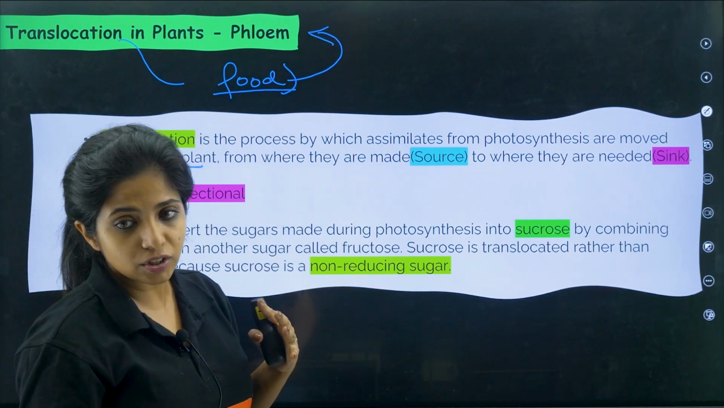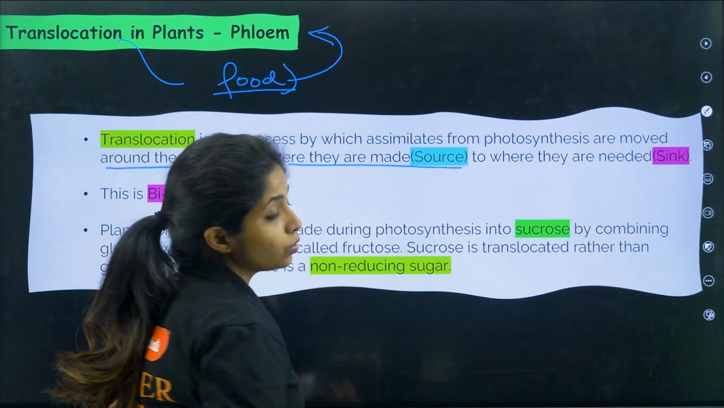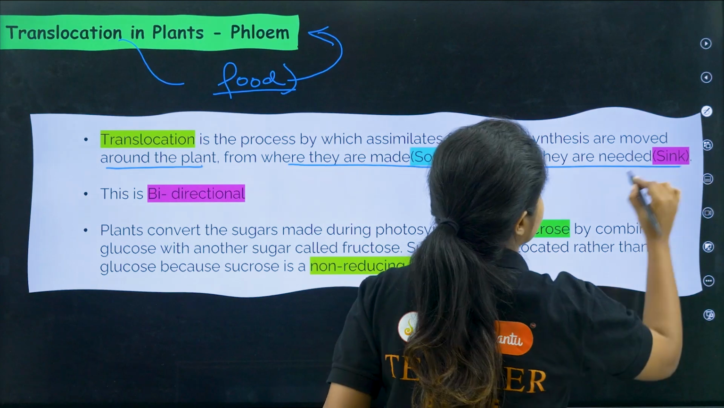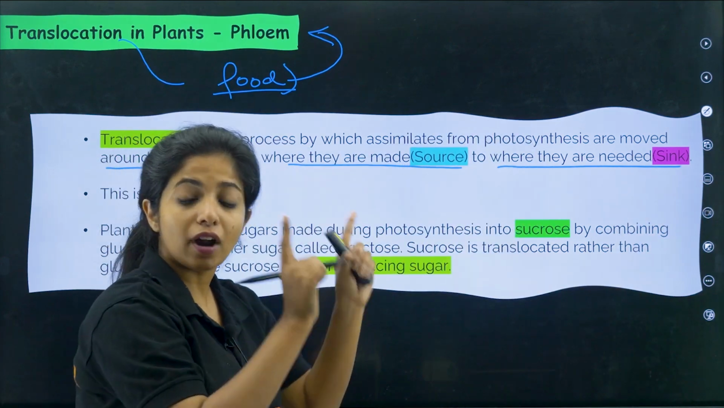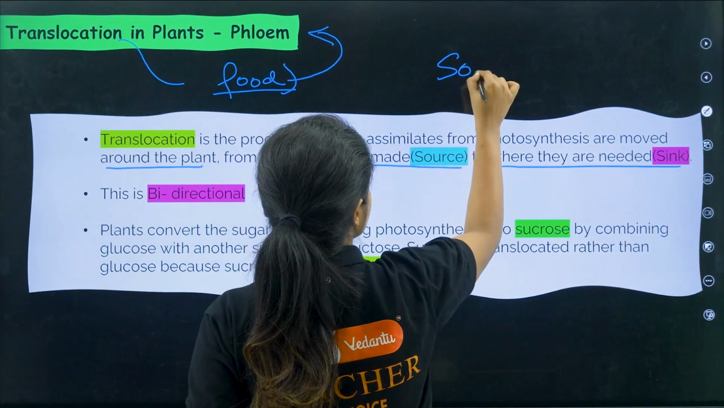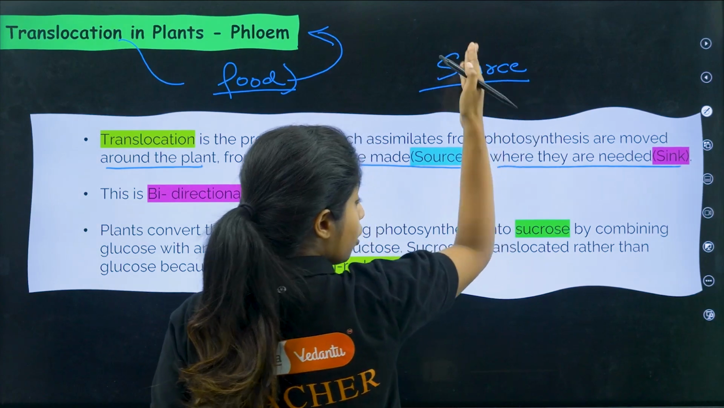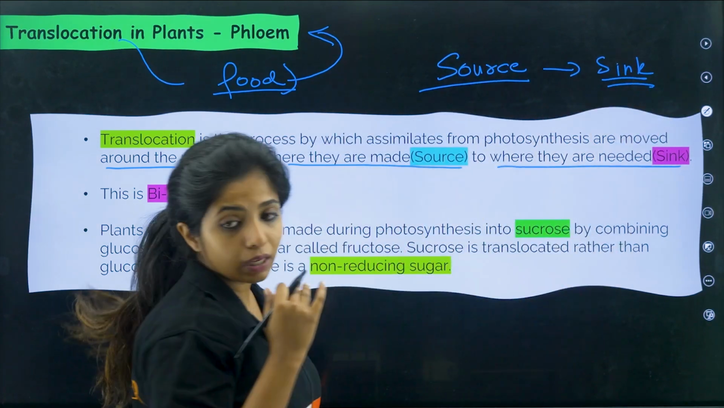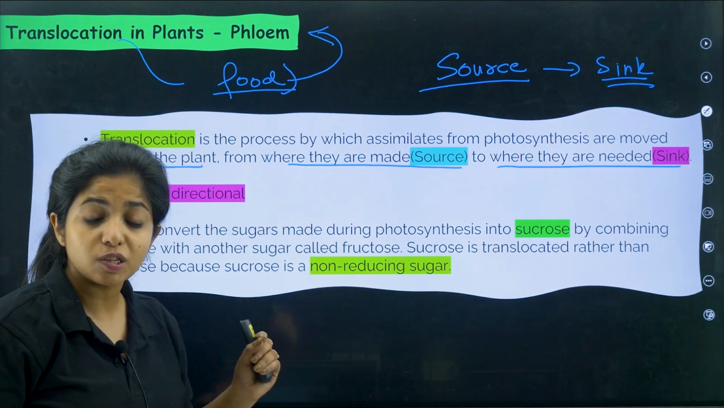Okay, from where to where, children? From where they are made, which is known as source. For example, if in the leaf they are made, it's known as source. To where they are needed, it is known as sink. So, transport of food happens from where to where, children? Source, the source of it to be made, and the other place which is known as sink, where it has to be transported. Now, this is bidirectional.